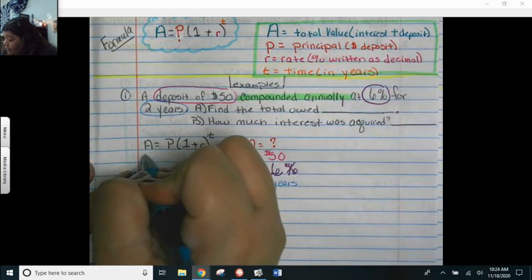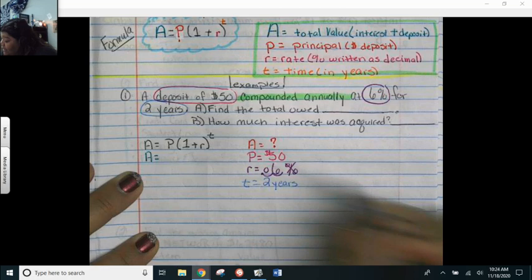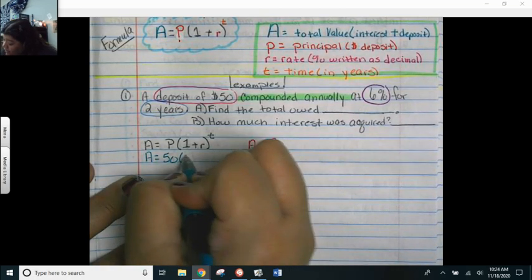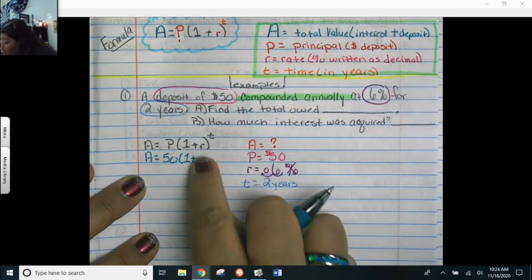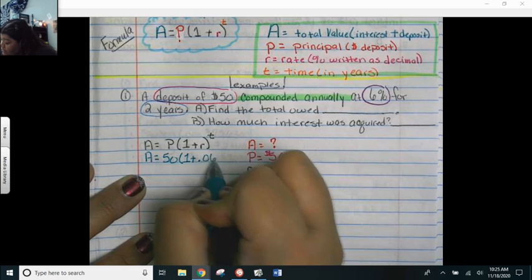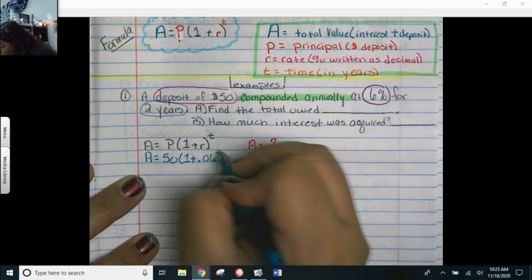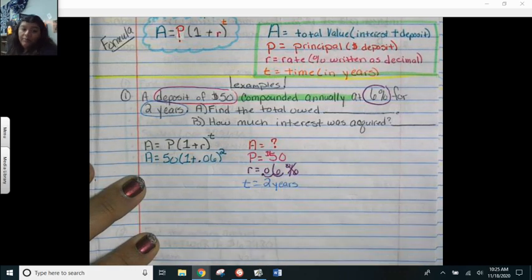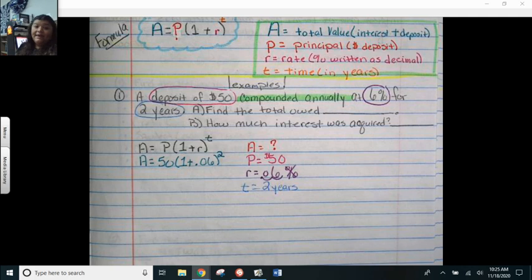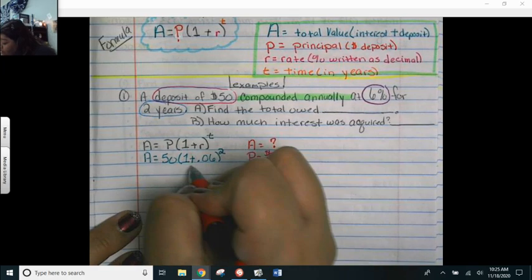I did not find the variable A, so he stays A. P was 50. Then it gave me a parenthesis and a 1 plus R is 0.06 and T is 2. Now remember, it's an exponent, so he's on the top little bitty, okay? Now you have to remember PEMDAS, or the order of operations, okay? Do you remember what goes first? Parentheses, good, okay? So we're going to do this first.